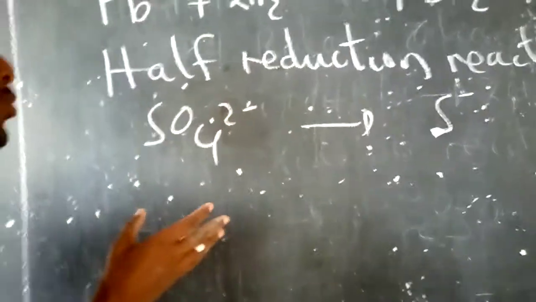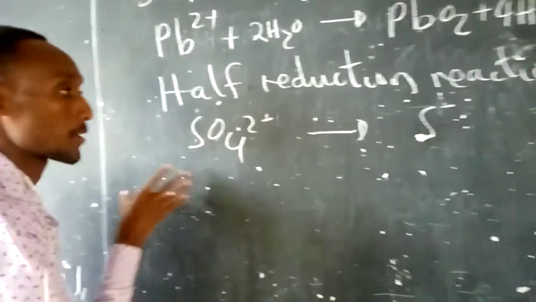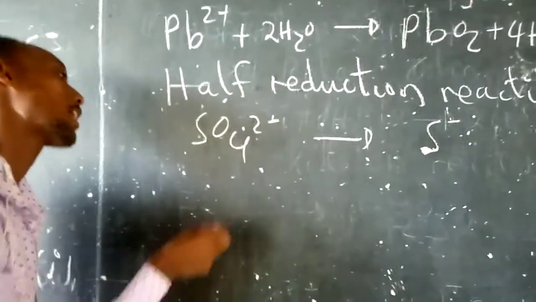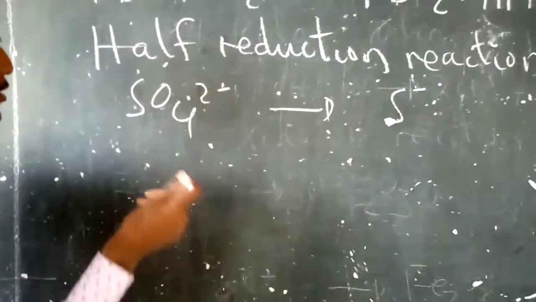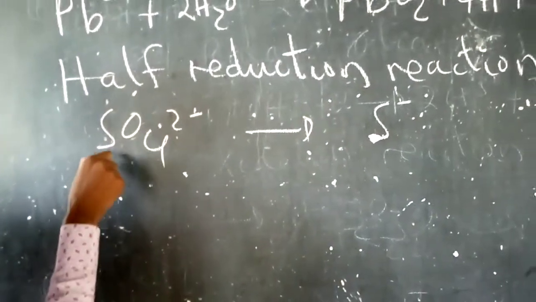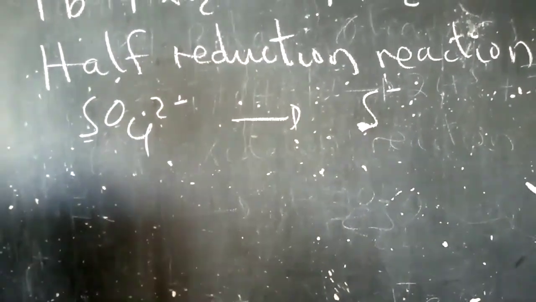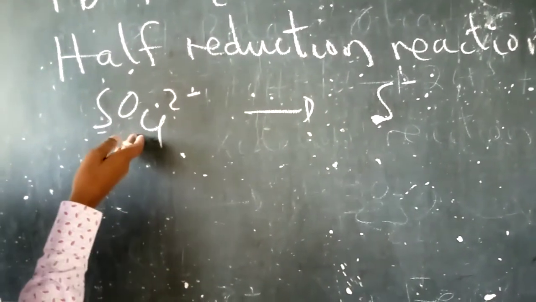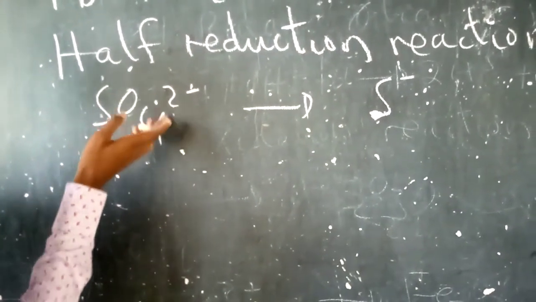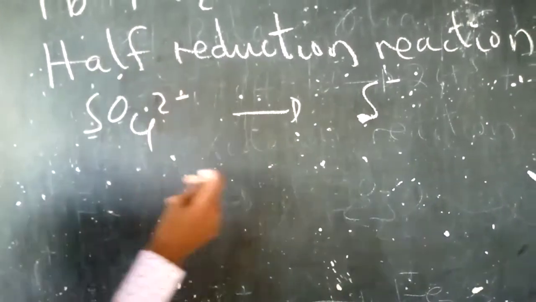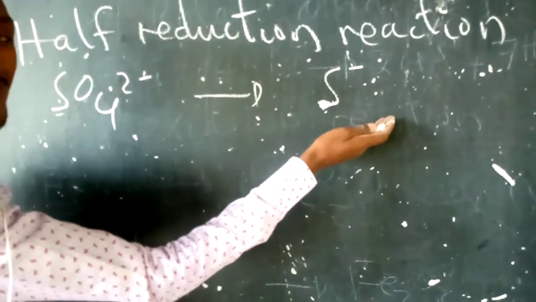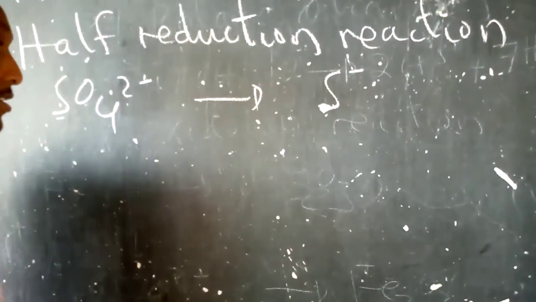Here, as you see, the first step is always to balance atoms apart from oxygen and hydrogen. Here the atoms that are not oxygen and hydrogen are only sulfur. We have 1 sulfur here and 1 sulfur here, so it is already balanced. What remains is oxygen, because you have 4 oxygen in the reactant side and no oxygen in the product side. This equation is not balanced in terms of oxygen atoms.